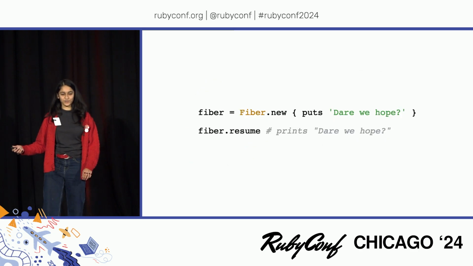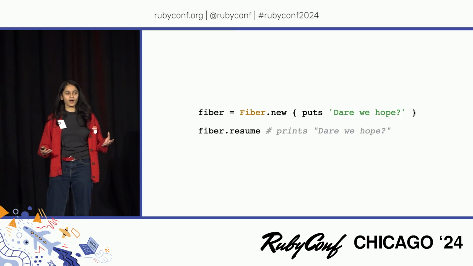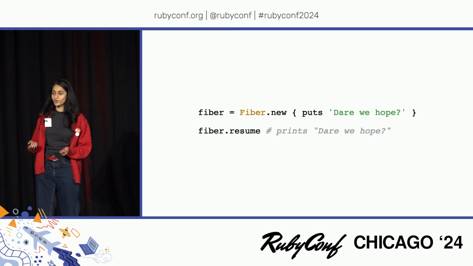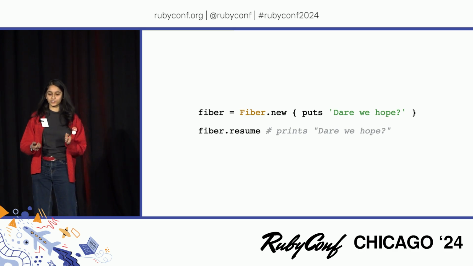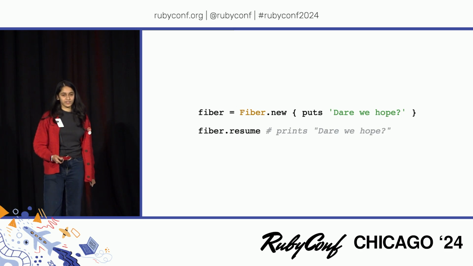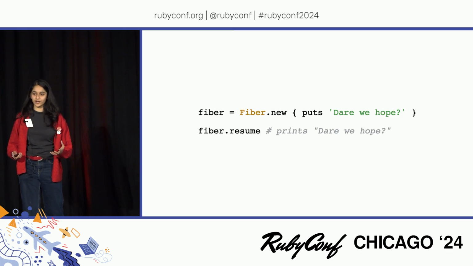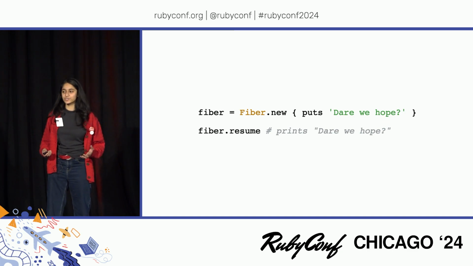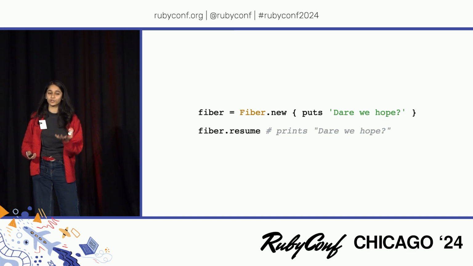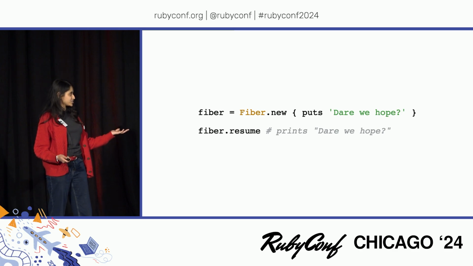While studying the scriptures, he learns that fibers are a concurrency primitive where the programmers have control over when a fiber can be paused or resumed. The Fiber.new method is used to instantiate a fiber with a code block, while the fiber.resume method is used to resume the execution of the code block that the fiber was instantiated with.